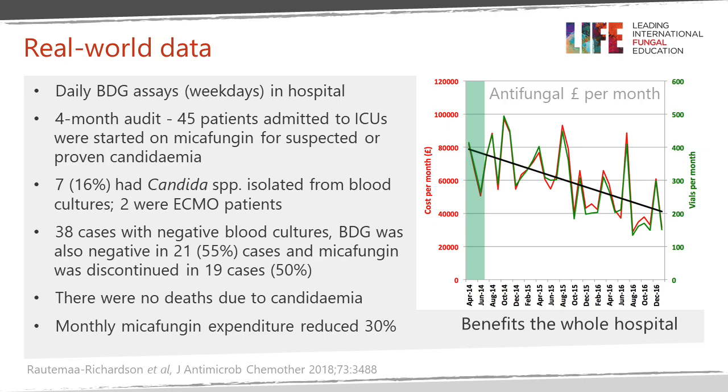And 38 cases had negative blood cultures, and the Beta-D-G was negative in 21 of those cases, and micafungin was usually discontinued in those patients, so 19 out of 21 had their antifungal stopped. During the study period, there were no deaths due to candidemia, and the monthly antifungal expenditure reduced substantially. And by running this test in that setting for the ICU, other patient groups in the hospital with a much lower frequency of Candida could have a rapid turnaround, which was helpful across the hospital.